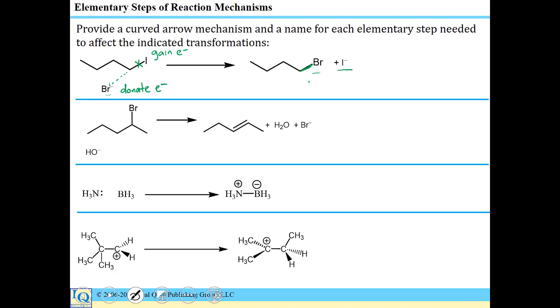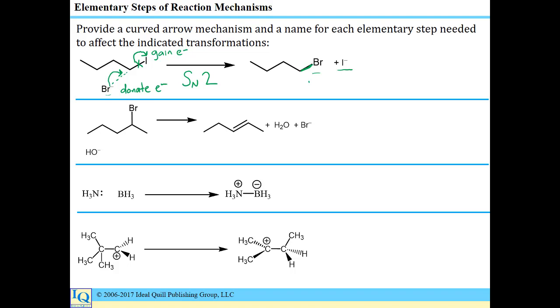If we then fill in the arrows to accomplish everything we said we needed to do, we need to donate electrons from the bromine to the carbon, and then the electrons that used to be in the carbon-iodine bond have to be given to the iodine, which needs to gain electrons. So we've simultaneously made one sigma bond, the bromine-carbon, while breaking another sigma bond, the carbon-iodine. This is the definition of an SN2 reaction.